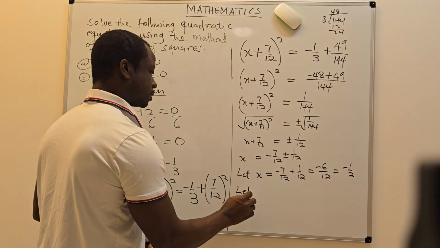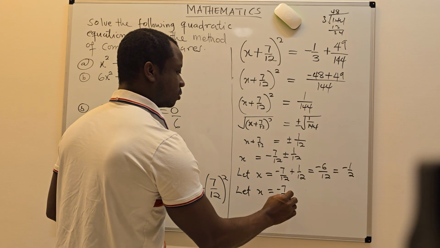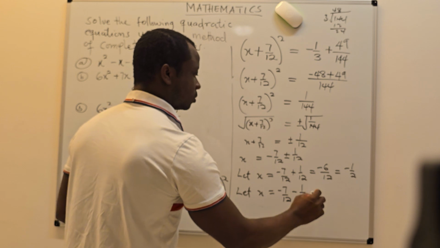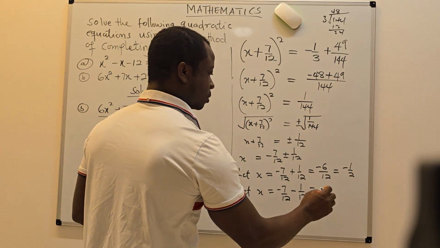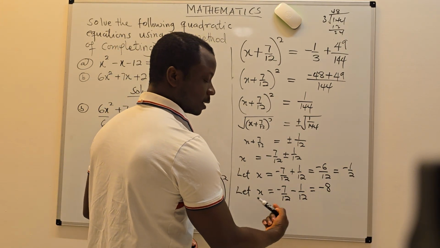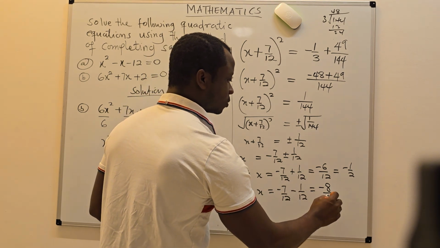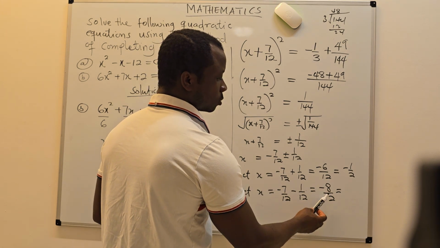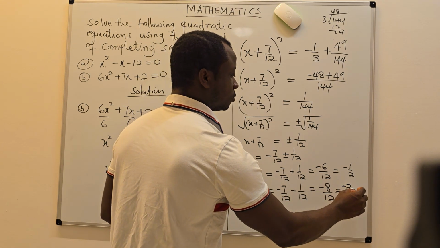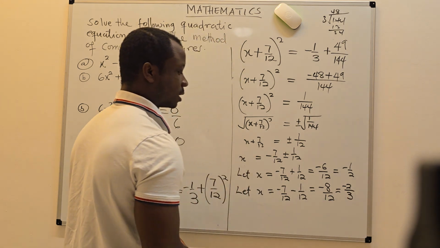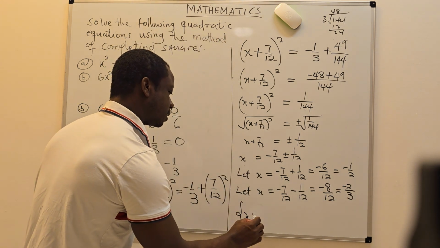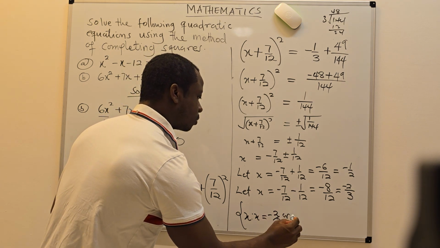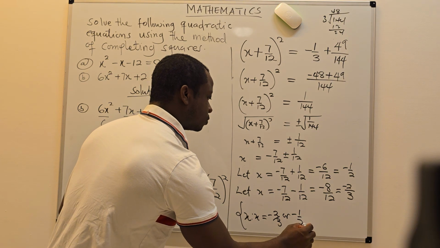The same thing, let x equal to negative 7 over 12 minus 1 over 12, equal to negative 8 over 12. The denominators are the same, we simplify the top one over 12. And this is going to give us, so 4 will cancel, negative 8 over 12 is negative 2 over 3. So therefore, our x is equal to negative 2 over 3 or negative 1 over 2.